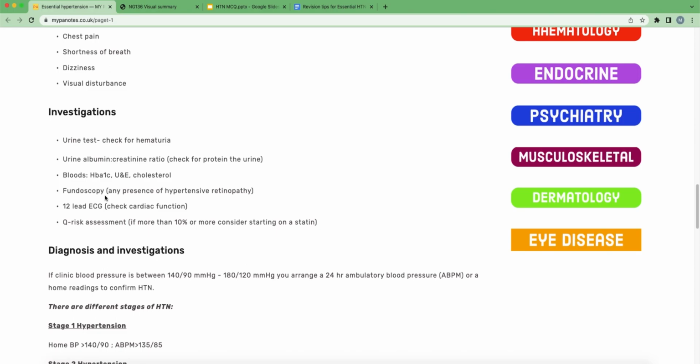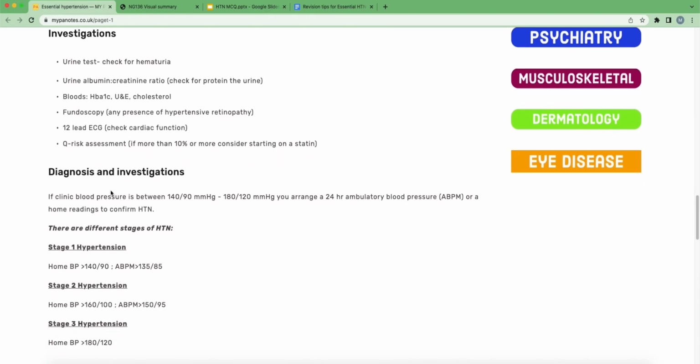Then you have your classic investigation, which is a 12-lead ECG, which will assess cardiac function. And normally you will also want to request a QRisk and assess the need for a statin, but that could be something on top of the main presentation.